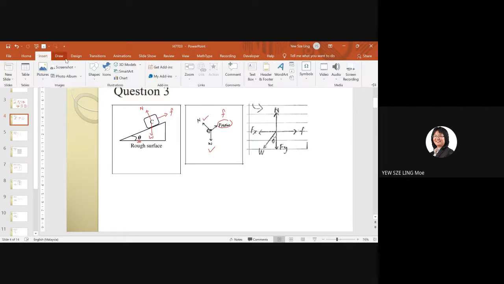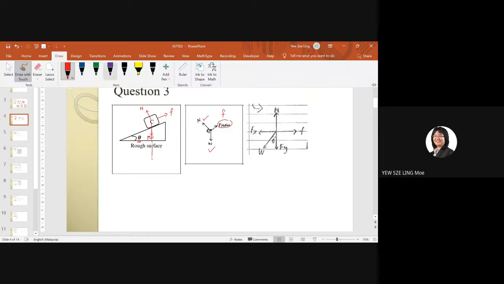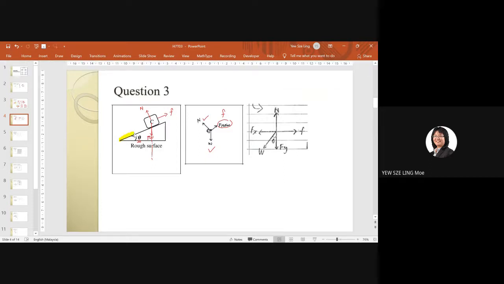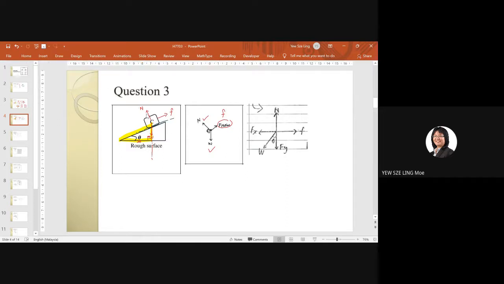Now, let me extrapolate this line, make it longer. If you look at this line, it tells you that W is actually perpendicular to the horizontal line here. So this is actually a triangle. And then we have x and y components. This is our x component, this is our y component. So the angle given, the angle of this slope surface, is actually the angle beside the y component.